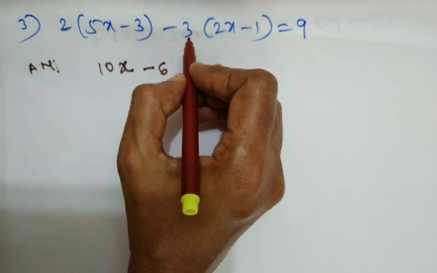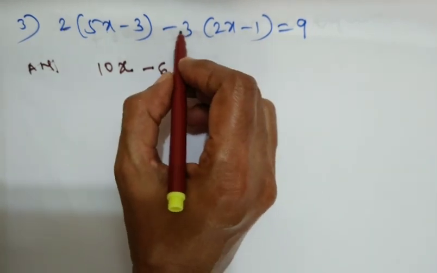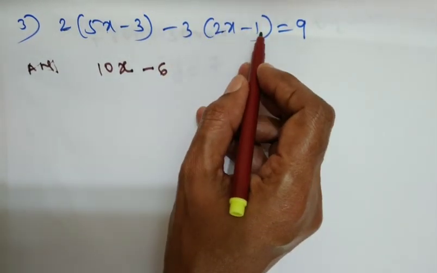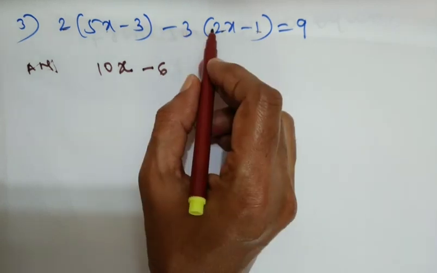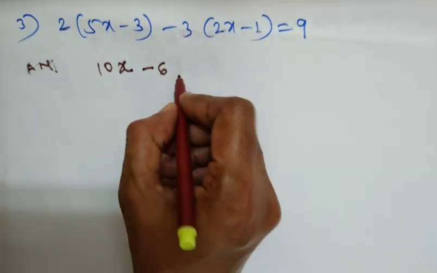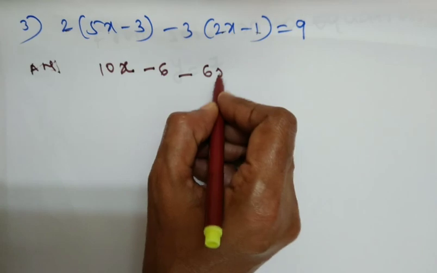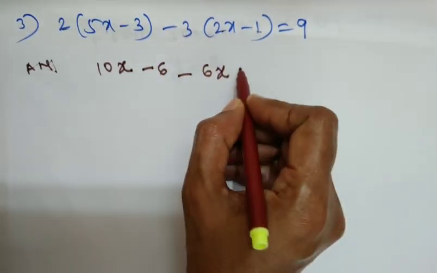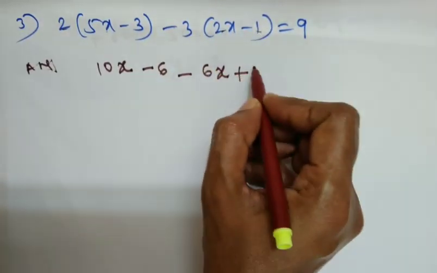Now here you should be very careful, because a minus sign is there. So you have to multiply both the terms by the minus sign. Here plus sign is there, so plus into minus is minus. 3 2s are 6x. Now minus into minus is plus. 3 1s are 3.